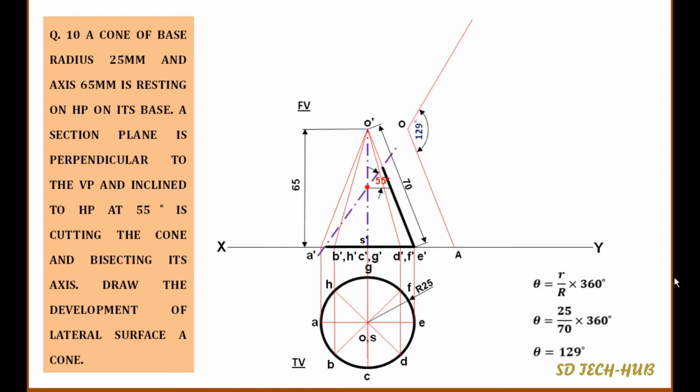Now take a radius equal to OA and enclose those two lines with a curve. So this is a complete development of the curved surface of a cone. Now divide this arc into 8 equal parts, because we have divided this circle into 8 parts. Now join these points with the O. Now name each and every point here.